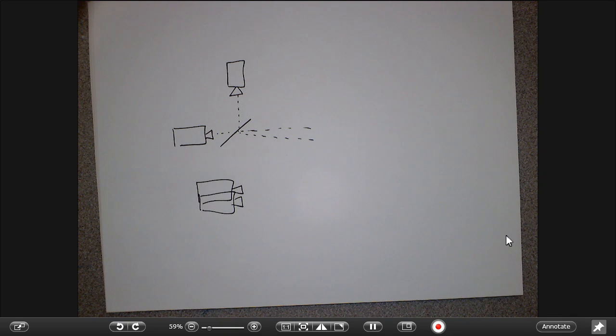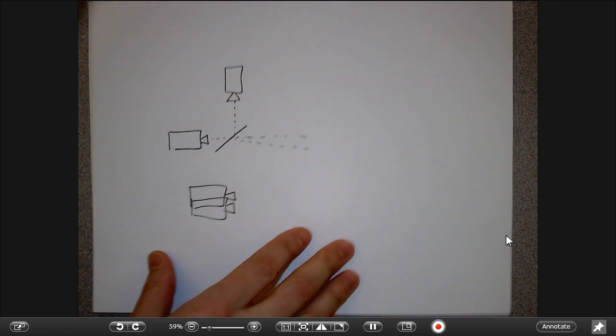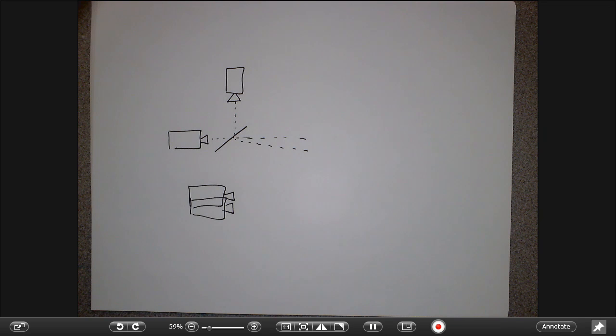So one thing that's really important is what's called the interocular distance, which is basically the physical separation between the cameras, right? This is a kind of complicated issue to explain. It's actually probably easier to read about it than for me to explain it to you in words.